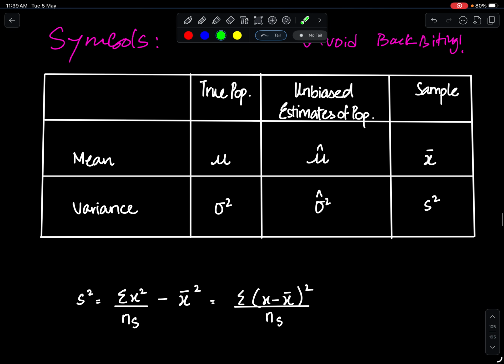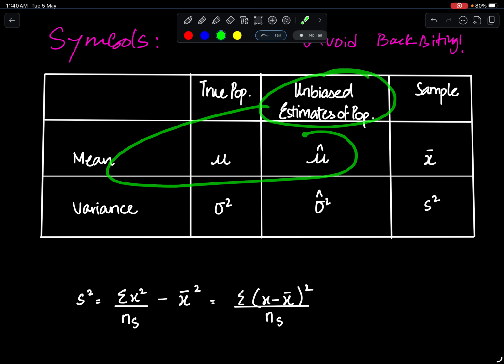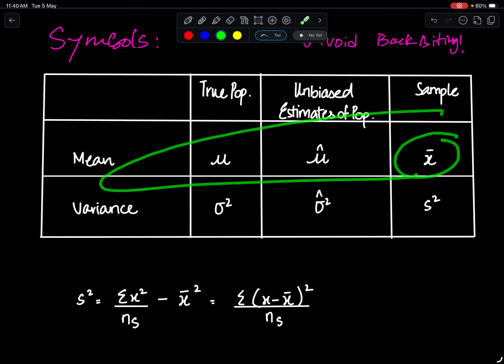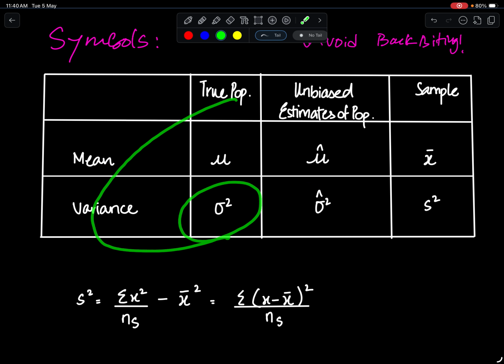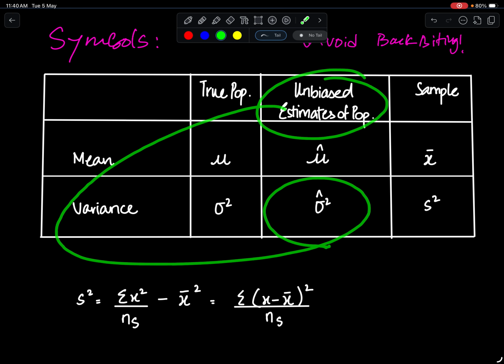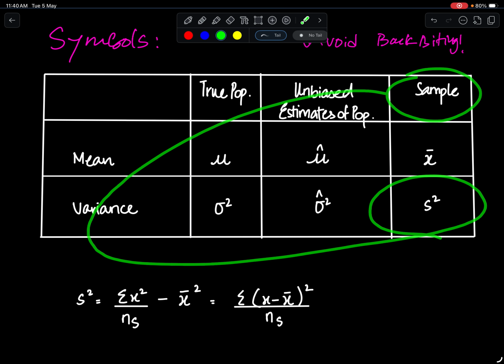Symbols used in sampling. This means true population mean. This means unbiased estimate of population mean. If the true mean is unknown, then we find mu cap. Sample mean. True population variance. Unbiased estimate of population variance. And sample variance.